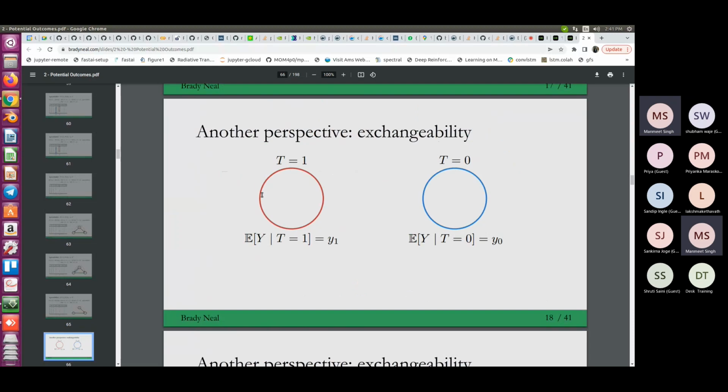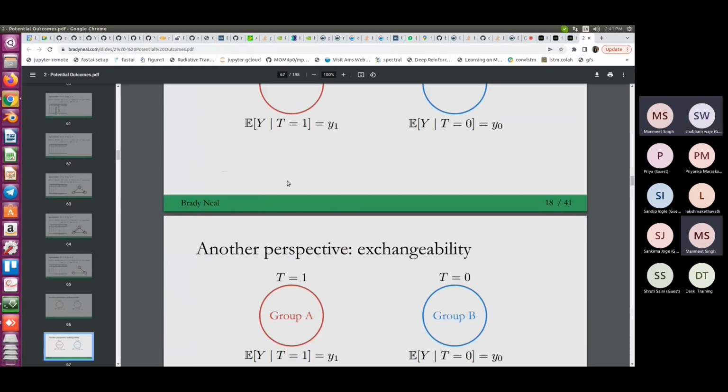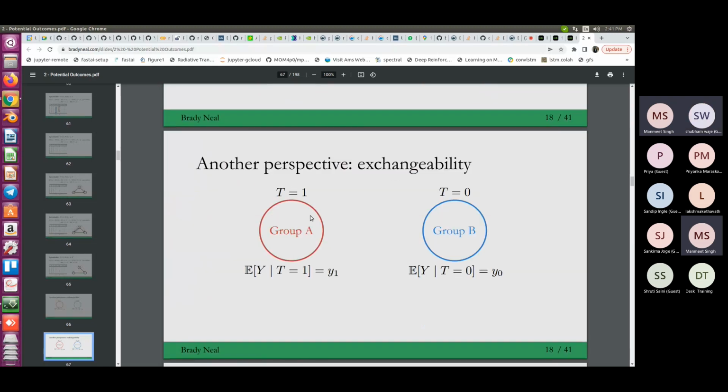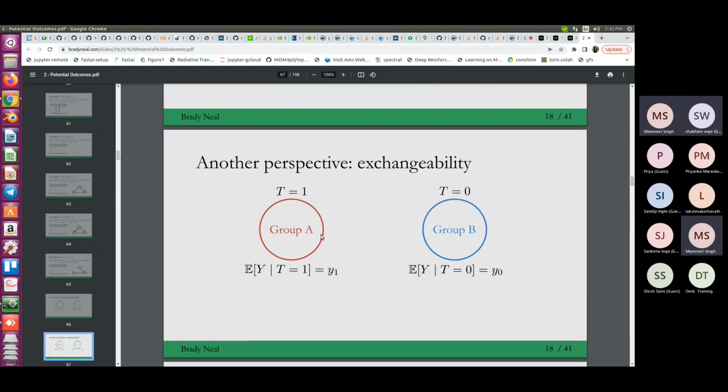Then we have this assumption of exchangeability. So you have two groups, group A and group B. You give treatment equal to 1 to group A and treatment equal to 2 to group B. So the expected value of y conditioned on treatment t equal to 1 is y1, and expected value of y given treatment equal to 0 is y0.